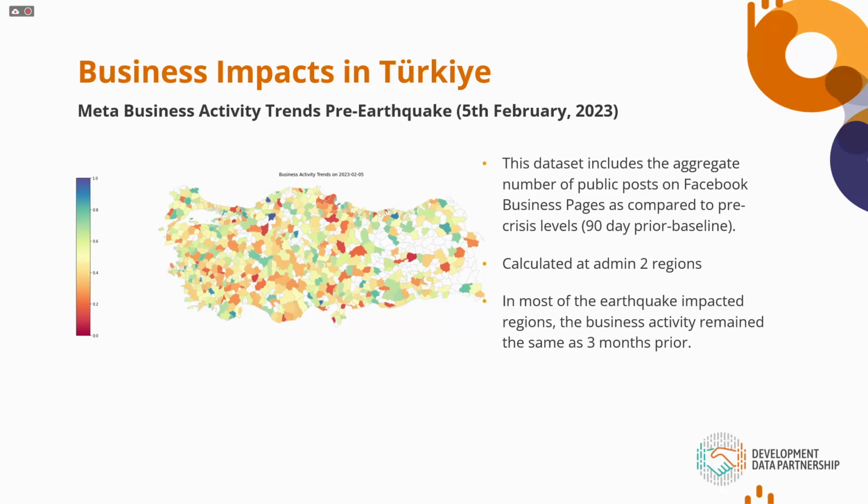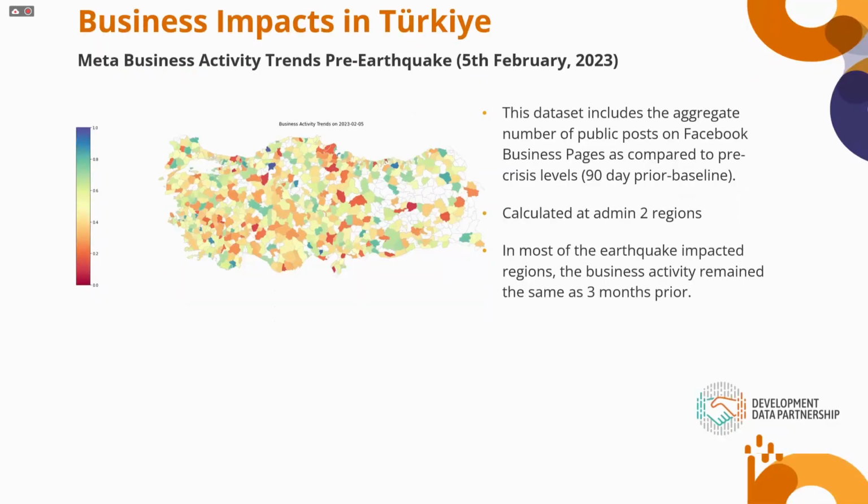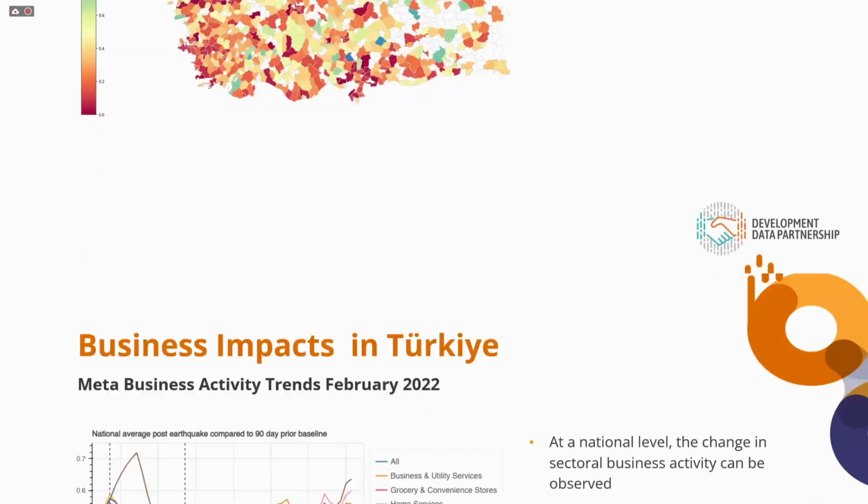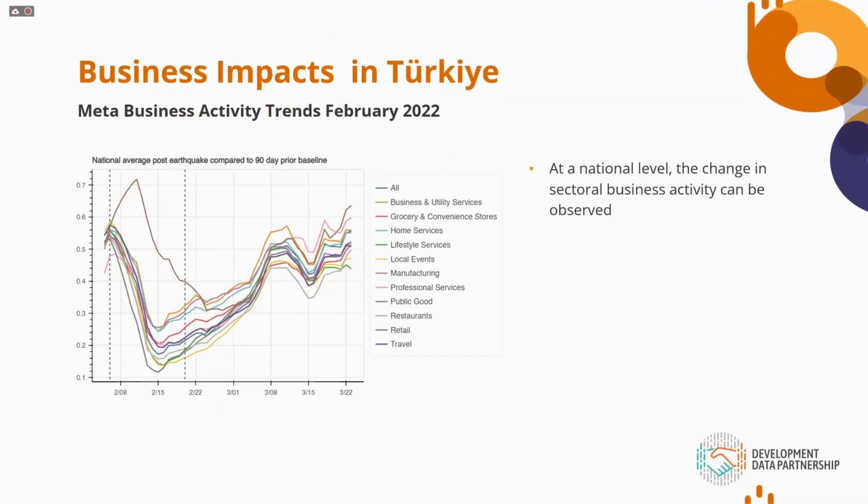Using this data set, we noticed that on the 5th of February, there were some parts that were doing better than 3 months before, some parts that were doing worse. But immediately after the earthquake, almost the entire country was completely hit. But the more interesting part was how these businesses started to recover over time after the earthquake. When we look at the national averages, we see that immediately after the earthquake, there was a massive slump, but slowly after that, businesses started to recover.